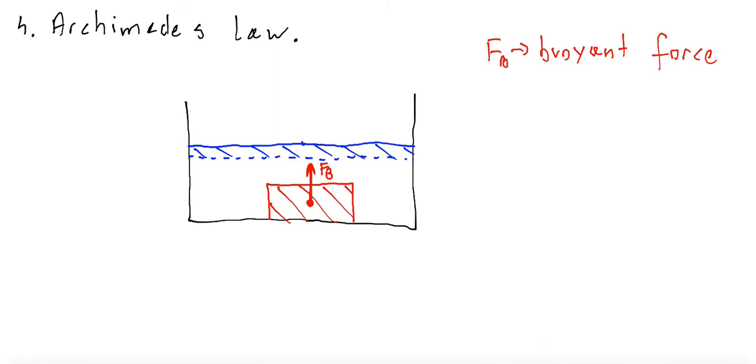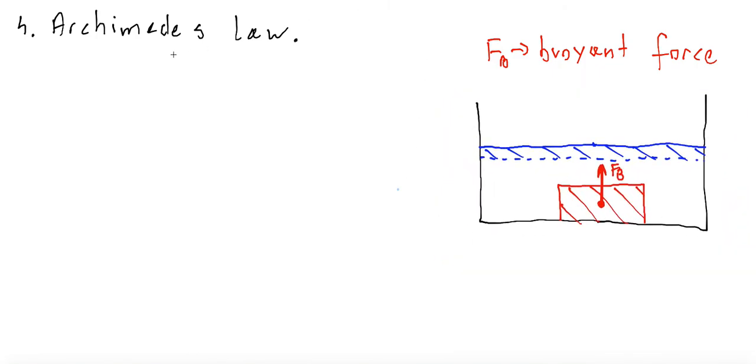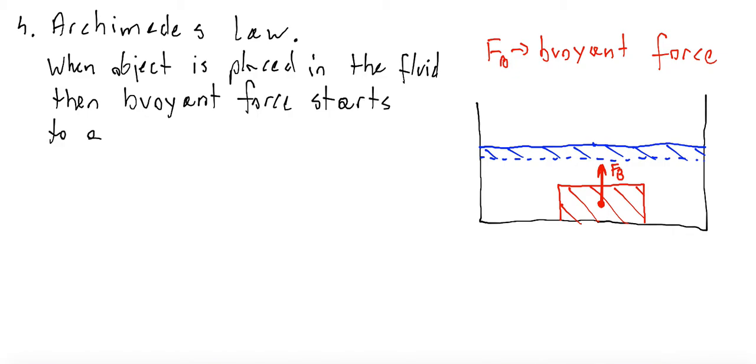So Archimedes' law says that when an object is immersed in the fluid, then buoyant force starts to act on the object. Okay, so wait a moment, still please don't copy. I'm going to do something like that. So when an object is immersed in the fluid, when an object is placed in the fluid, okay, then buoyant force starts to act on the object.